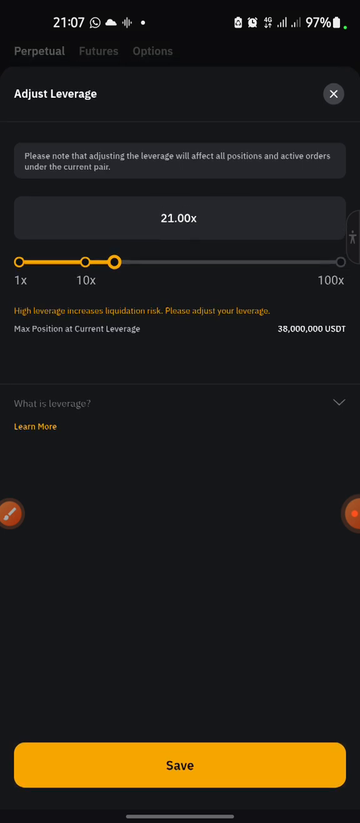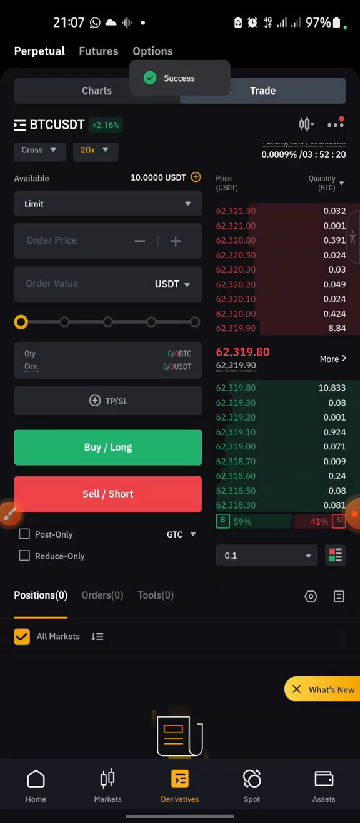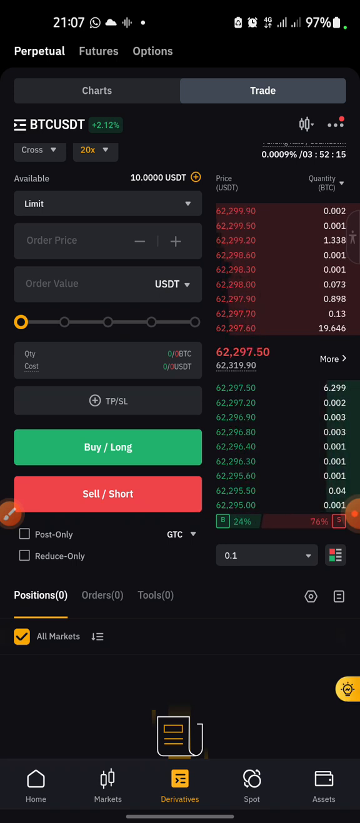You can see this one here: high leverage increases liquidation risks. You don't want to be liquidated easily, so you just put it at your 20x. You save. So I think that's all you need to know about limits. I've explained order price. I've explained order value. Order value, if you want to toggle, always make sure it's on 10%, and always on 20x. Always on 20x.